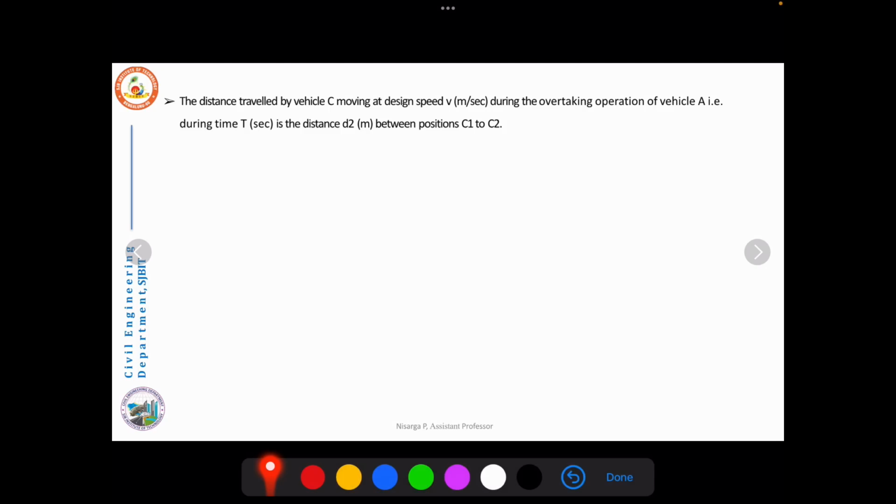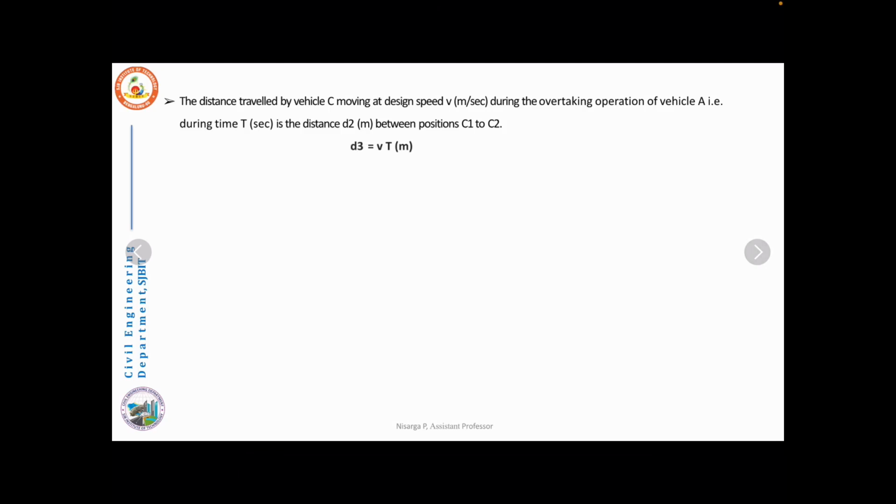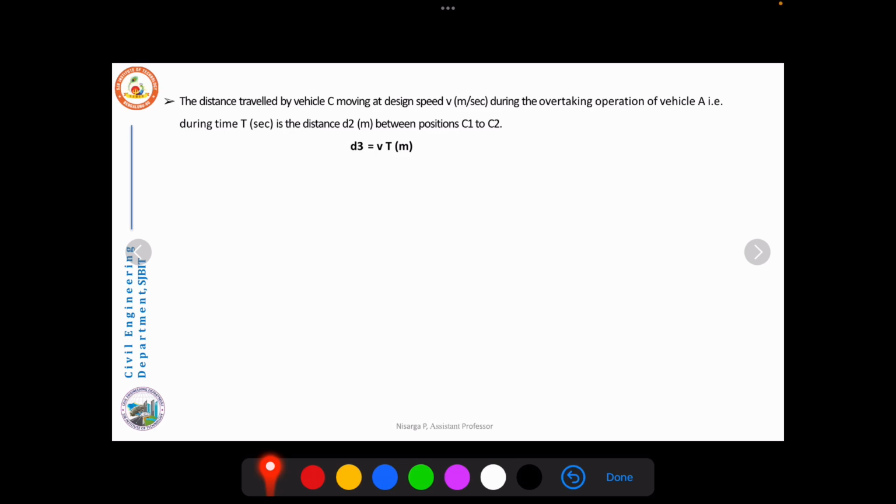Meanwhile, we are required to calculate the distance d3, that is nothing but the distance covered by the vehicle in the opposite direction during the overtaking operation. That is, the distance traveled by the vehicle in the opposite direction during overtaking time t. It is also assumed that the vehicle in the opposite direction is also traveling at the design speed v meter per second. Thus, d3 will be v into t.